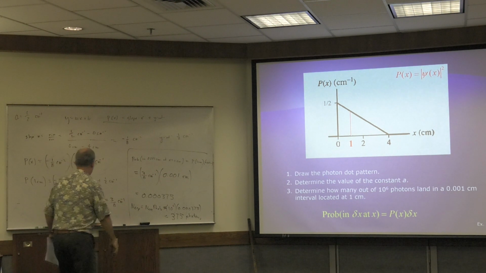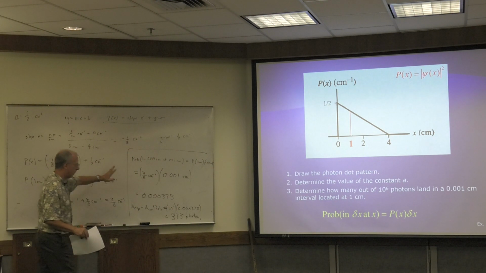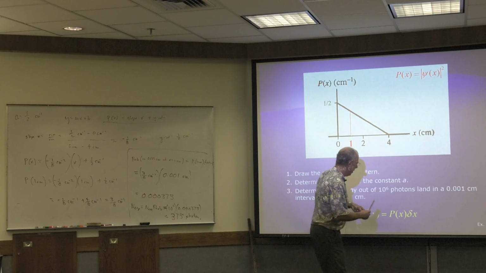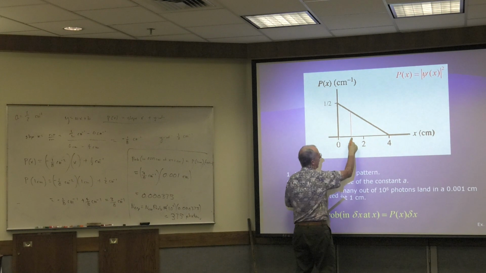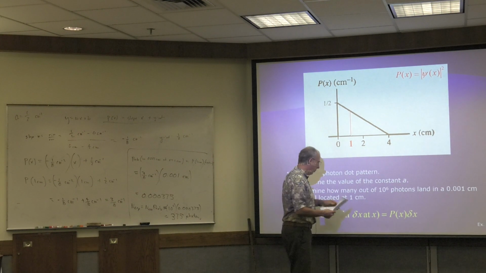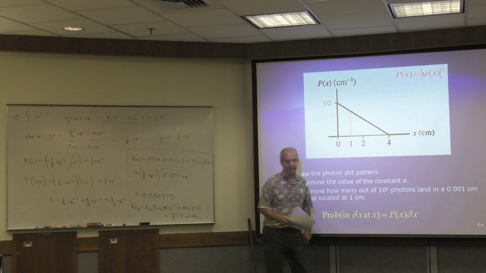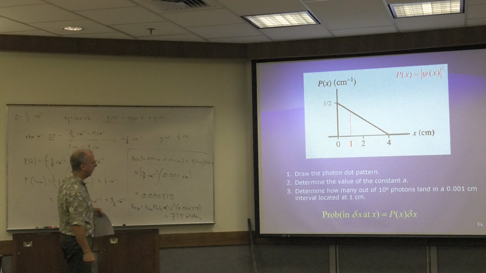There's another section. All right, so this problem, we wanted to know how many photons land within a really, really narrow band, right? And so we had to use this formula, okay? This formula.